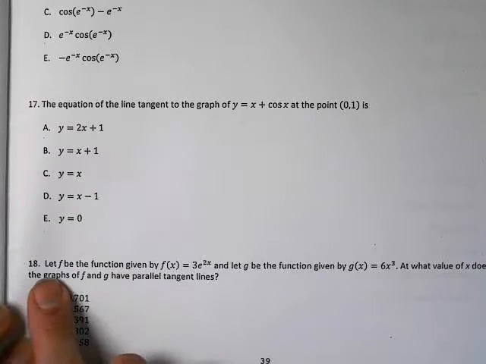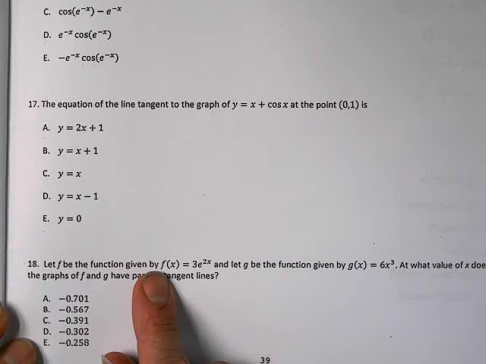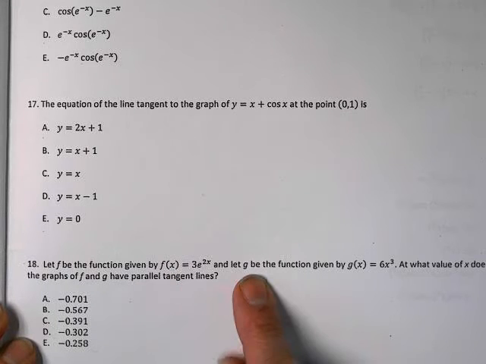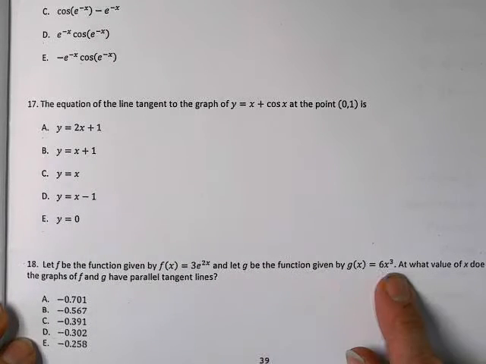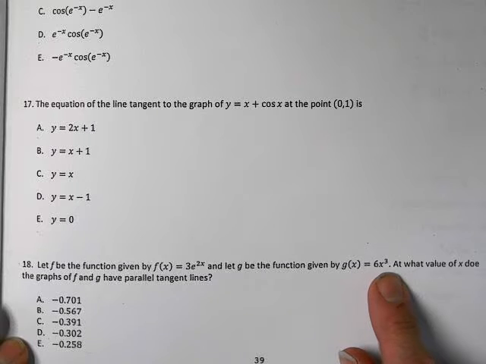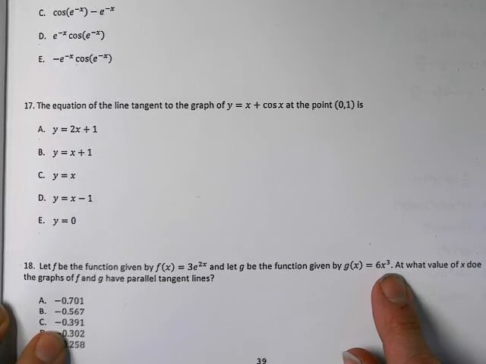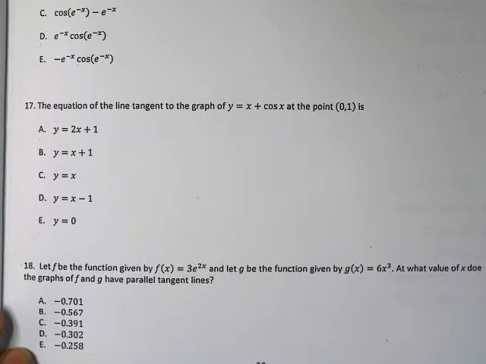So, our question says, let f be the function given by f of x equals 3e to the 2x, and then we have a second function g, which is given by this equation here, 6x cubed, and we want to know at what value of x do the graphs of f and g have parallel tangent lines.